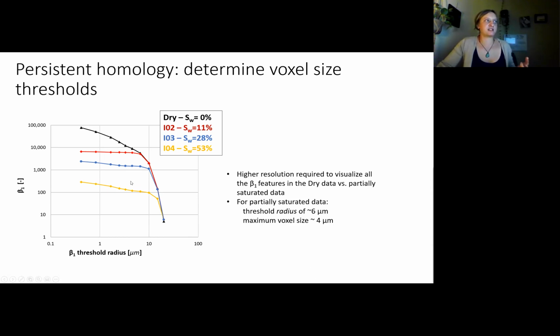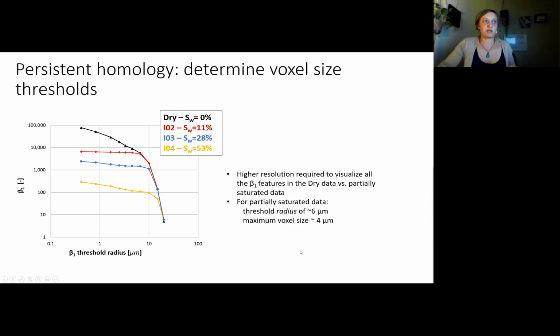So at least for the partially saturated data, if we want to make sure that we're visualizing all of the connections, which are at a size of a radius of 6 micron, that would be a diameter of 12 micron. So in that case, the maximum voxel size we want to use is 12 divided by 3 or 4 micron.